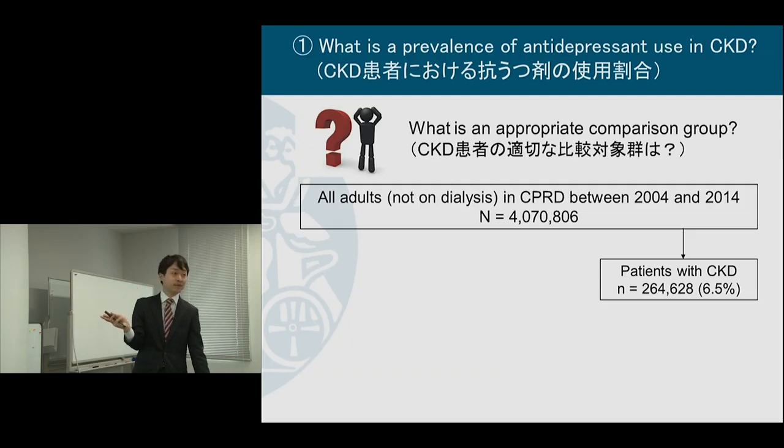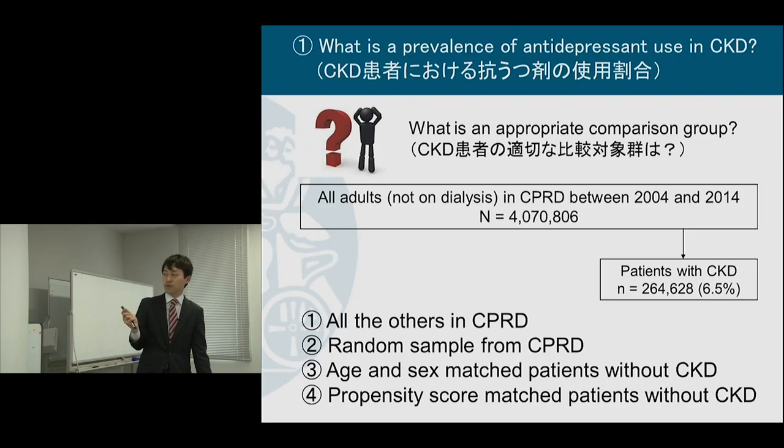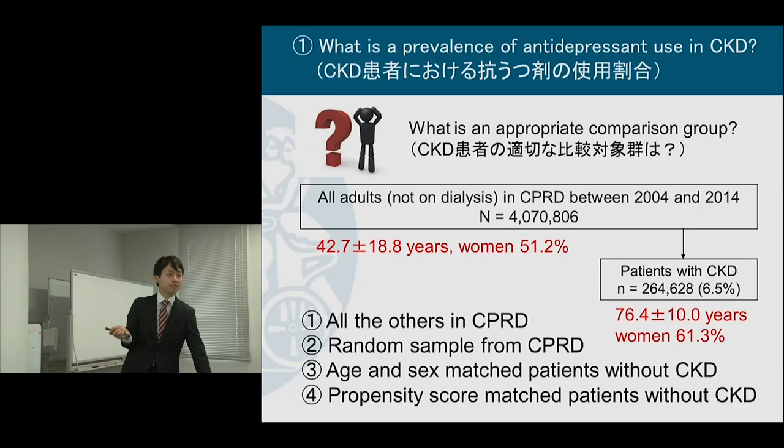So what I did was I had four options. So one, all the others in CPRD. And the second option was random sample from CPRD. And the third option was age and sex-matched patients. And number four was propensity score-matched patients. So first, I felt like to choose number one or number two. But what I found was the age and sex distribution was quite different between the groups. So if I chose number two, maybe it's nothing different from comparing older people and younger people about antidepressant use. So I needed to use age and sex-matched patients without CKD.